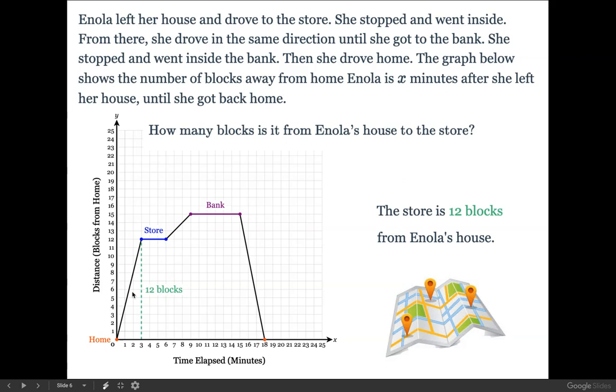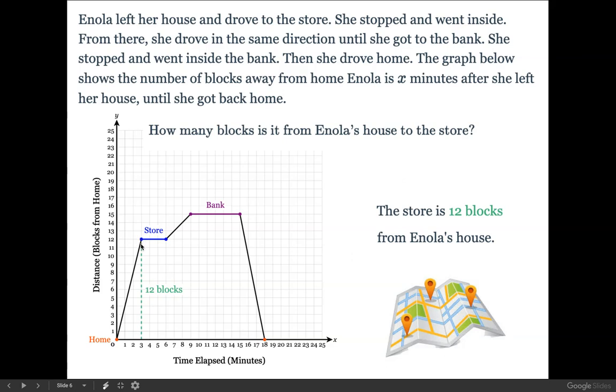So if we look, she would start at home, left and got to the store. This is what we're labeling during the second reading of our problem. And then we have the bank. Our question asks how many blocks is it from her house to the store. So we're not needing the rate of change here like the two previous problems. We want to know how many blocks. So we travel to the store. Here's when we're at the store.